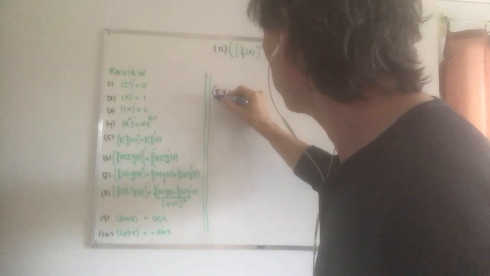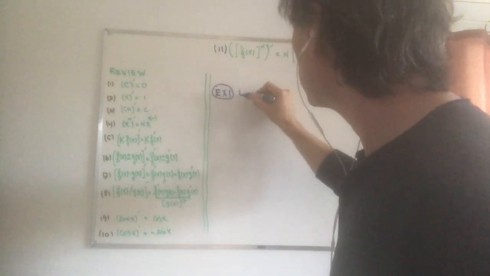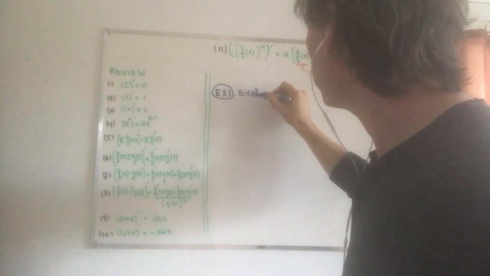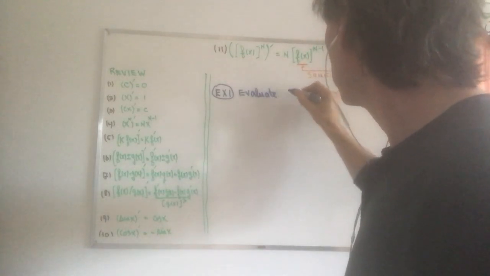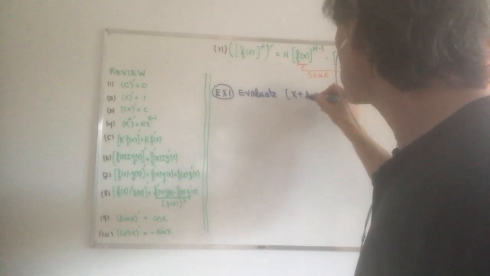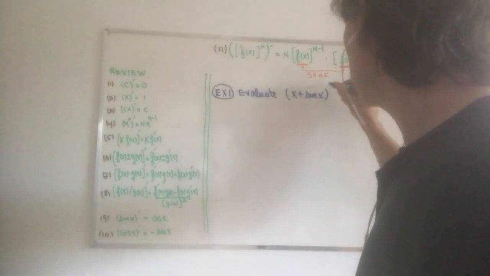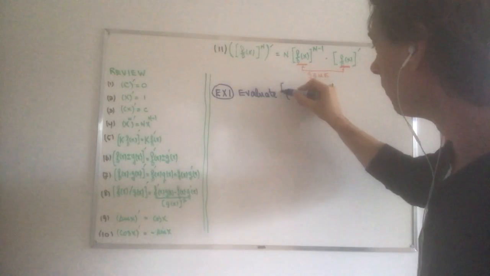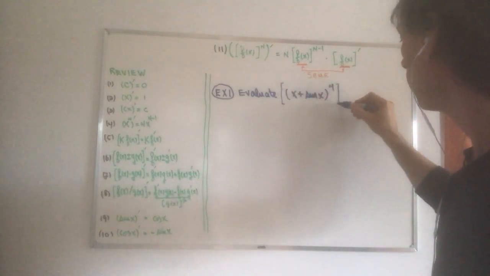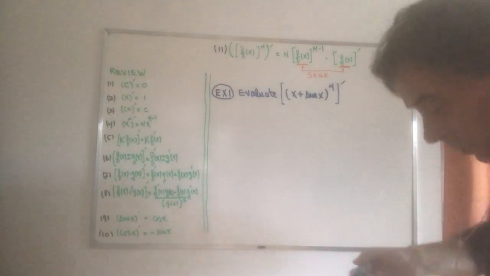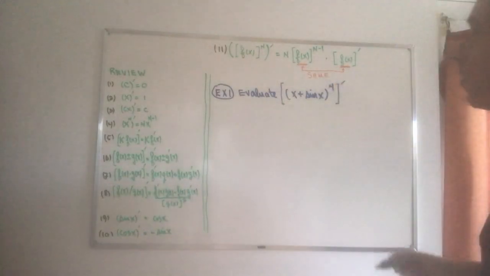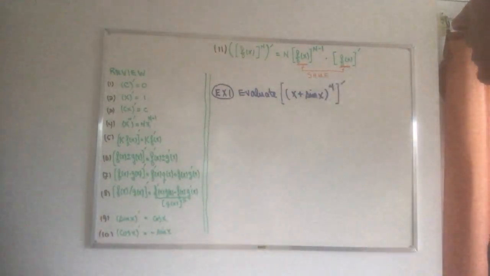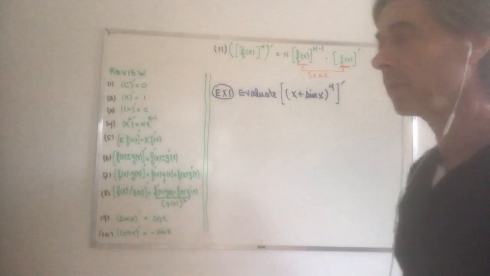Call it example 1 for today. So evaluate, let's say, x plus sine x to the power of 4, prime. So we want the derivative of a function called x plus sine x to the power of 4.